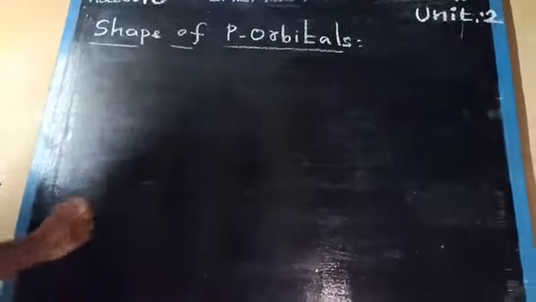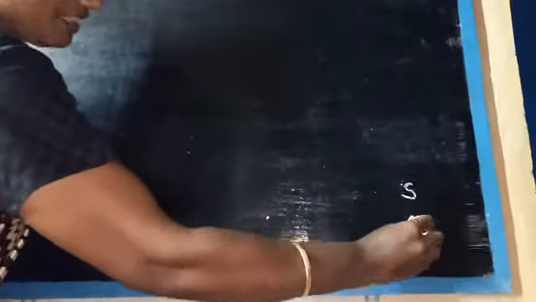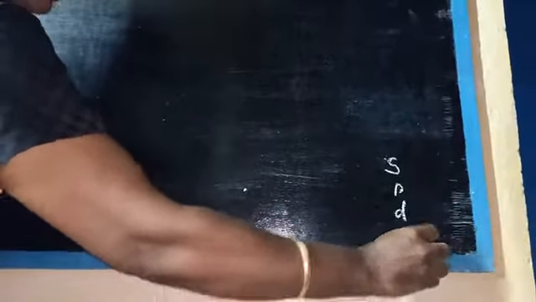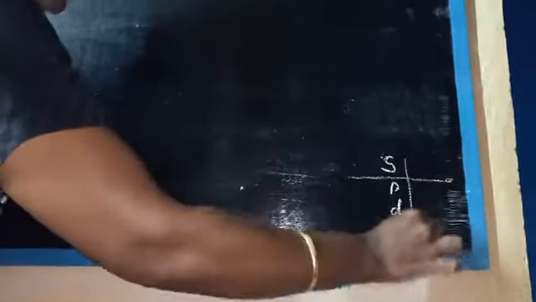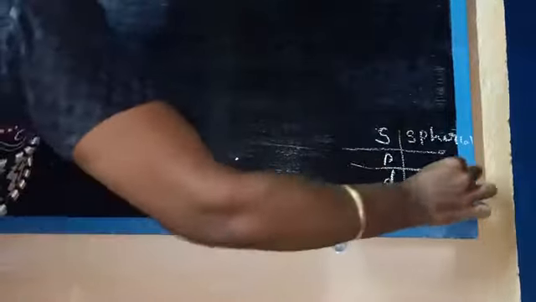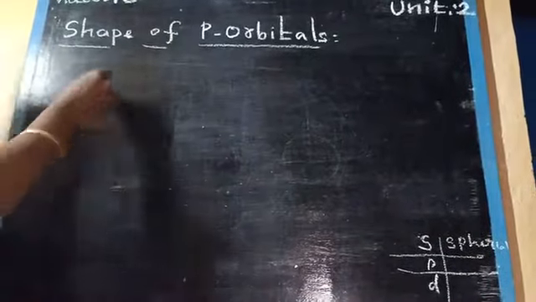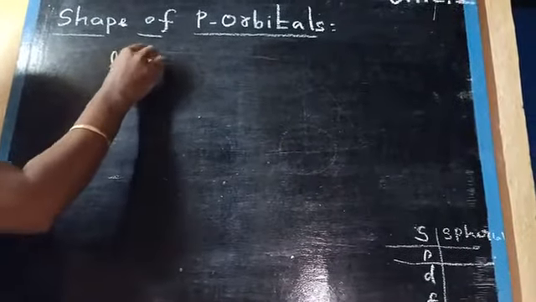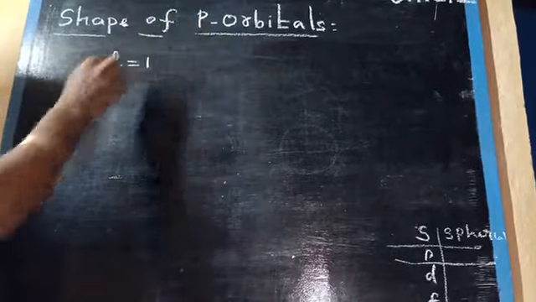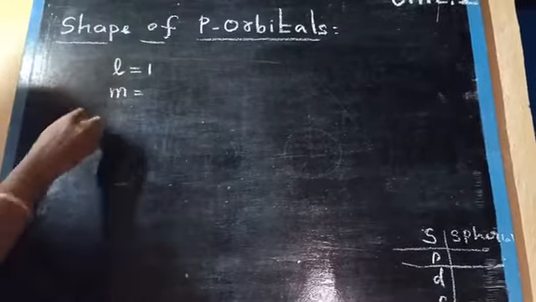Now see the topic: shape of p orbitals. There are totally four types of orbitals: s, p, d, and f. The s orbital is over; we came to the conclusion that the s orbital is spherical in shape. Now we are going to discuss the p orbital. For the p orbital, write the L value: L is equal to 1 denotes the p orbital. Now the m value: what is the magnetic quantum number formula?